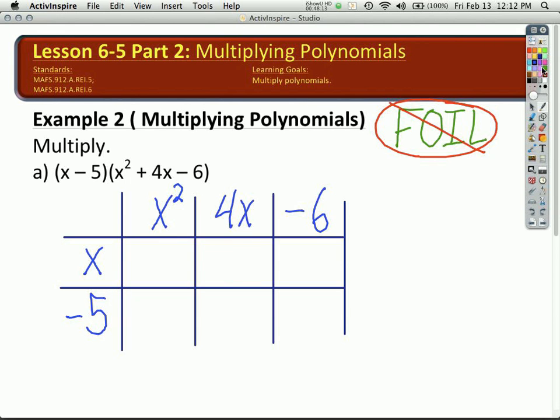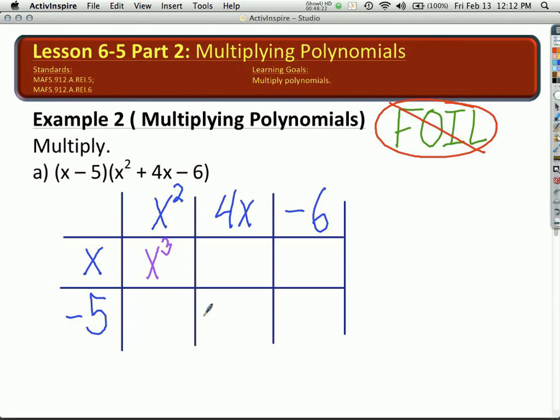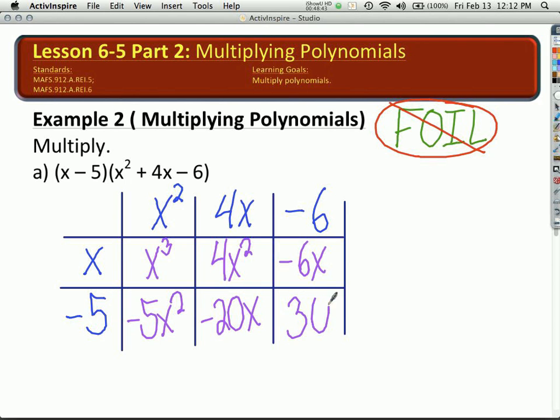And so again, I'm ready to do mental math. It's okay if you are or you're not. It doesn't really matter. But I'm going to do x times x squared is x to the third. X times 4x is 4x squared. And x times negative 6 is negative 6x. Now do the next row. Negative 5 times x squared is negative 5x squared. Negative 5 times 4x is negative 20x. And negative 5 times negative 6 is just 30.